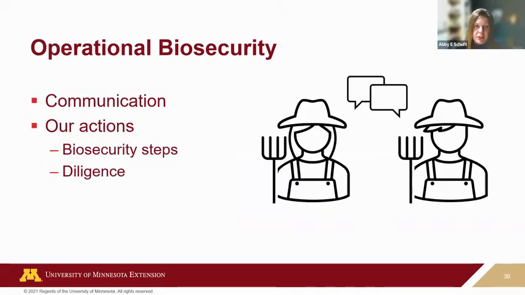And the final tier of biosecurity is operational biosecurity. That's the human aspect of biosecurity. How are you implementing it? And implementation has a lot to do with communication. How are you interacting with your family, your neighbors, your friends? How are you interacting with extension and with the Board of Animal Health or your local veterinarian? And it really has a lot to do with our actions, what we are doing each and every day, what biosecurity steps that we are taking, and our diligence in those steps.